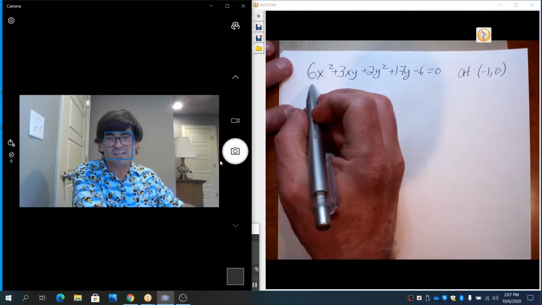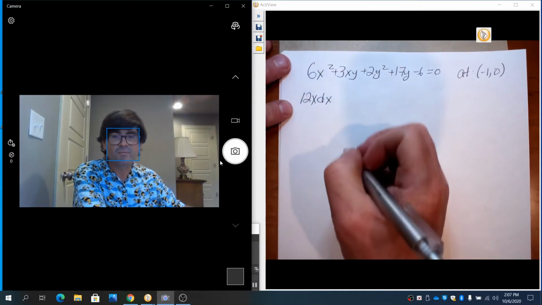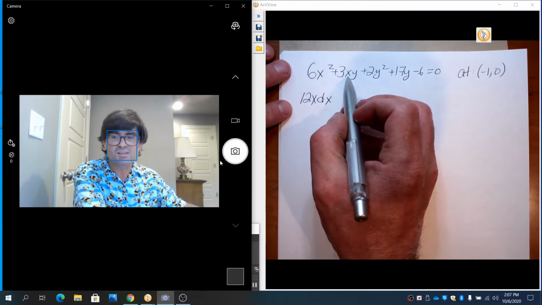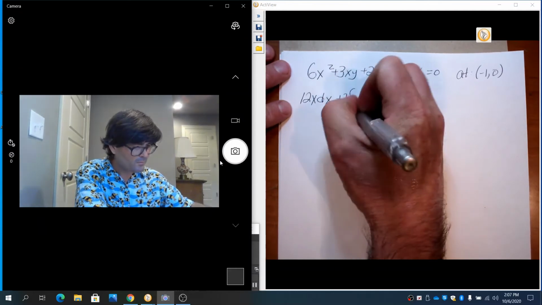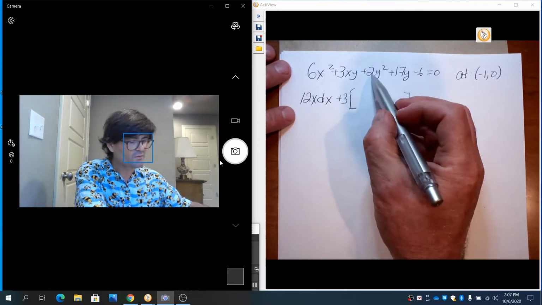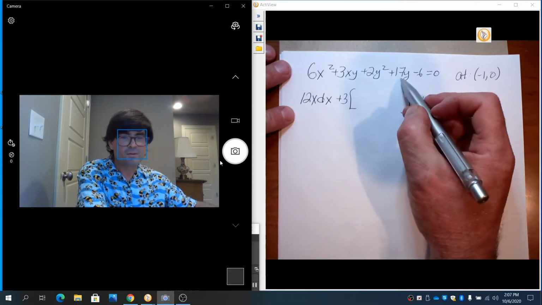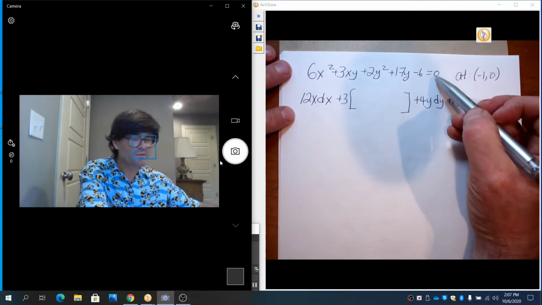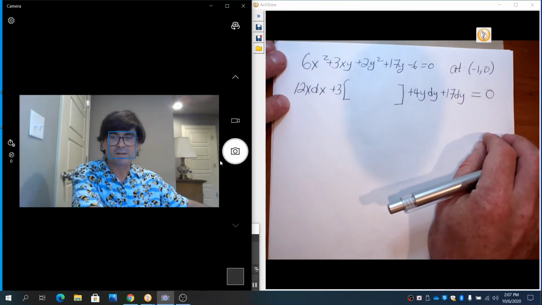So this is a great candidate for implicit differentiation where you deal with every single term individually. We're just going to start at 6x squared. That is going to be 12x dx. Now, the next term is a little bit more tricky. This is 3x times y. And this actually is a product rule. I'm just going to leave some space right there. We'll come back to that. The derivative of 2y squared is 4y dy. The derivative of 17y is 17 dy. The derivative of 6 is 0, equals the derivative of 0 is 0. So that's where we are currently.